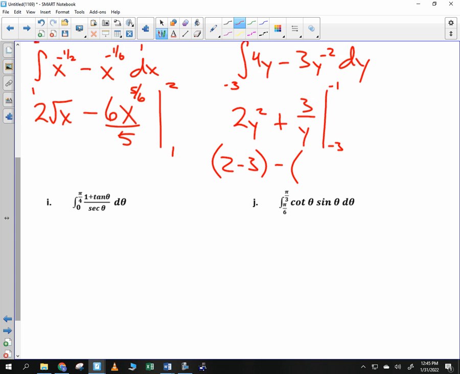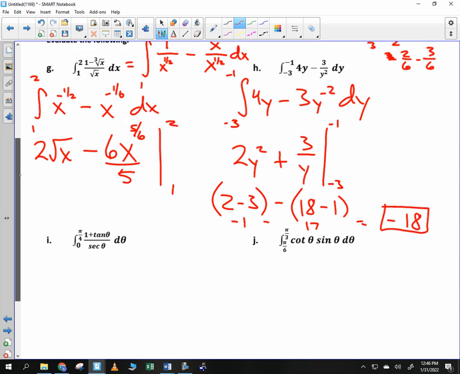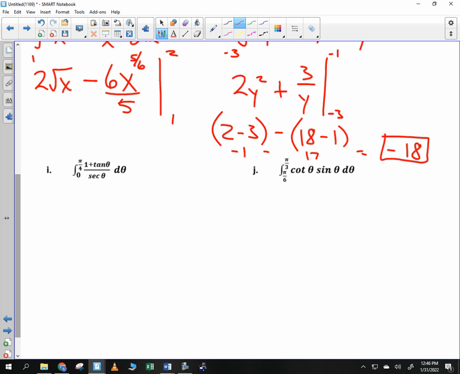Minus, what do I plug in next? Negative 3 squared is 9 times 2 is 18. Then what? Minus 1. So I have negative 1 minus 17, which is negative 18. What does that mean about the curve? It sits below the x-axis during that time, doesn't it? And so if we, in fact, check that on our calculator, that's what we should find.